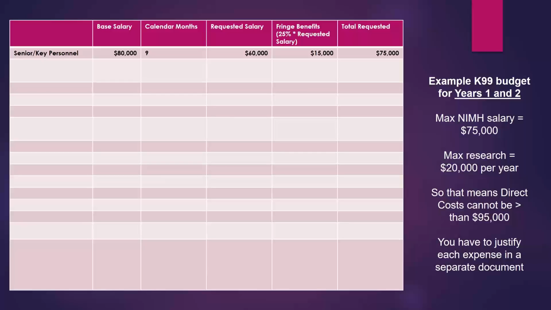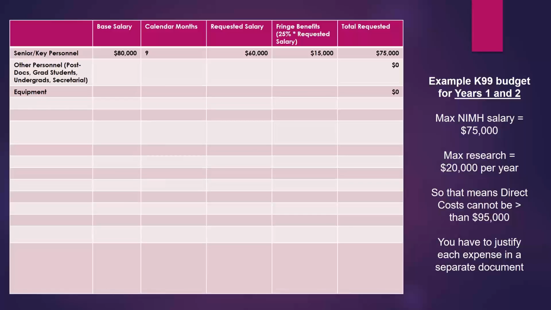Let's keep going with this budget. So let's say for other personnel, postdocs, grad students, undergrads, again, you can't put secretarial stuff on this budget, but let's just say for the purposes of this K99 year 1 grant, you don't have any other personnel. You're not hiring RAs, and you're not getting any equipment. So in my own example, I'm doing secondary data analysis of fMRI data. So I don't need to collect more data. I don't need any equipment to process the data. I'm set.